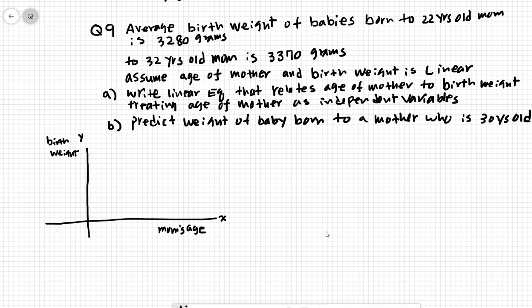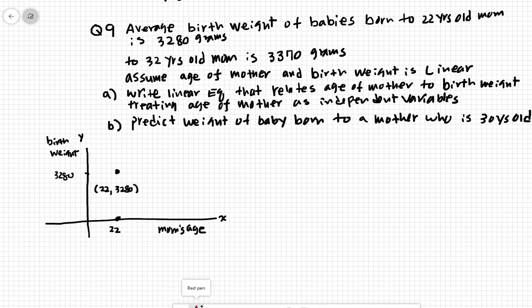So I am going to plot the ages and the birth weight here. Let's say this is 22 years old. If you are 22, your baby's weight is going to be, let's say, 3280. So we're going to have a point over here. Now this represents x, which is 22, and the weight, which is 3280.